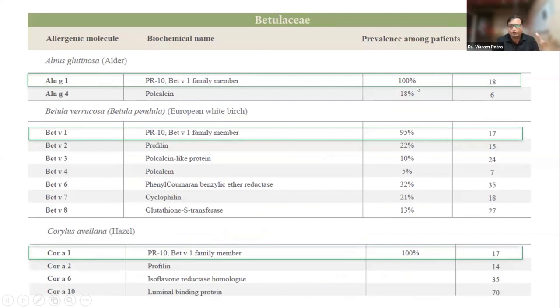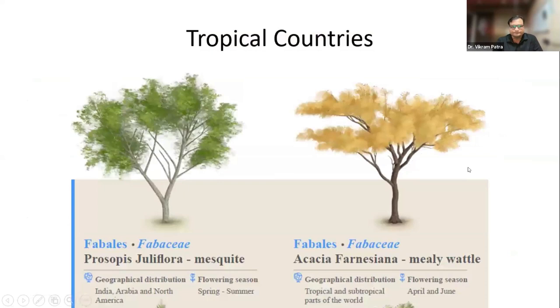As I mentioned, to call it a major allergen, it has to be present in more than 80% of the sensitized patients. So you can see here, for hazel, 100% of patients will have Cor a 1 positive. And in alder also, 100% of the alder-sensitized patients will have Aln g 1 molecule sensitization.